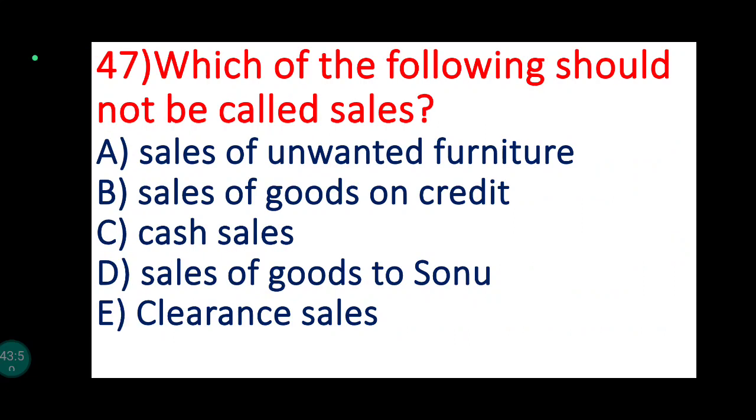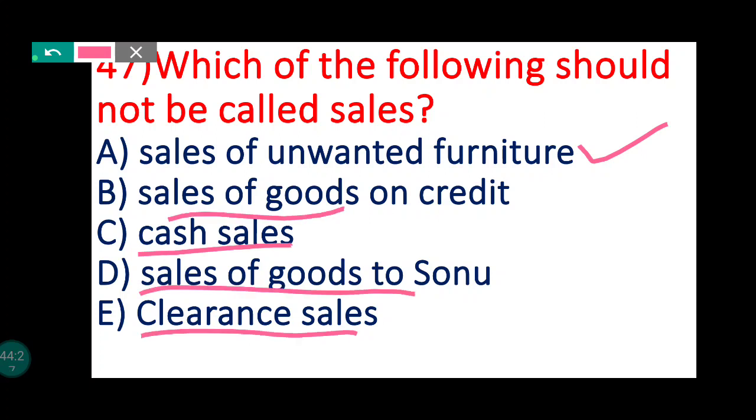47. Which of the following should not be called as sales? So the answer is sale of unwanted furniture. It is not sales. See, sales means sale of goods. So other options are given like sale of goods on credit. Yes, it is sales. Cash sale, it is also sales. Sale of goods to Sonu is sales. Clearance sale is sales. So sale of unwanted furniture should not be considered as sales.